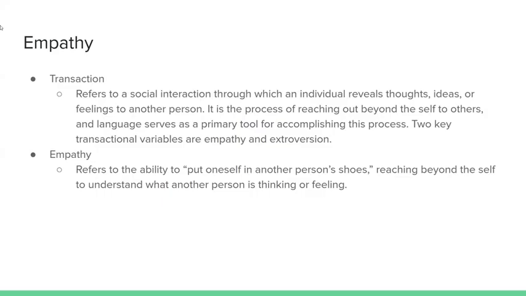So transaction refers to the broader social interaction in general. And under transaction, there is something called empathy, and the next one is extroversion, when we compare it with introversion. So going first to empathy. Empathy is the ability to put oneself in another person's shoes. So reaching beyond the self to understand what another person is feeling or thinking, their perspectives and emotions. For example, when communicating with a partner, you might want to adjust your speech depending on who you're talking to, right?